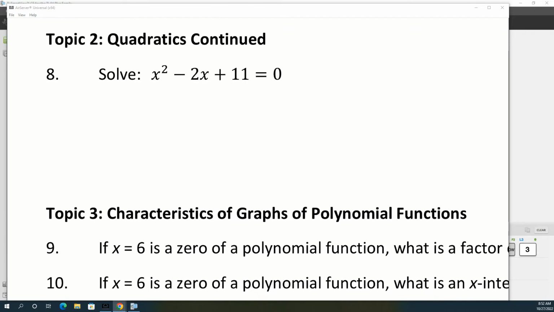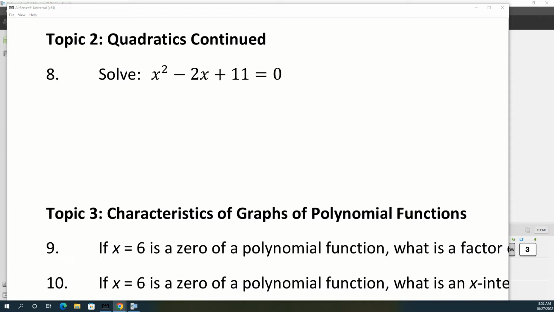So this is a quadratic equation that we're going to solve. You could try to factor it, but it won't factor because the only way you can multiply and get 11 is 1 and 11, and there's not going to be any combination of those numbers to give you 2. So we have other options. We can complete the square, or we can do the quadratic formula.